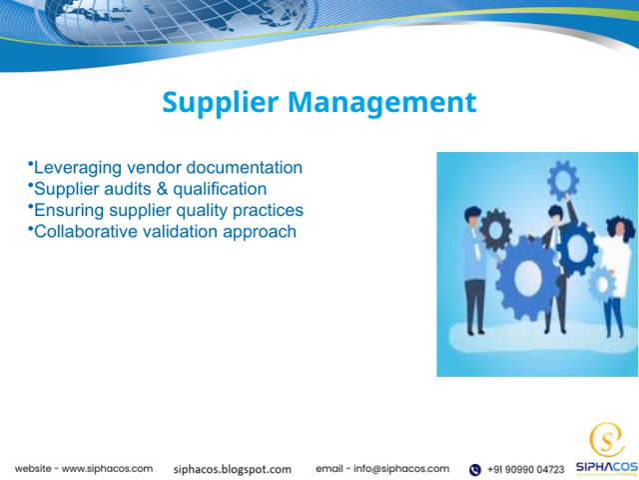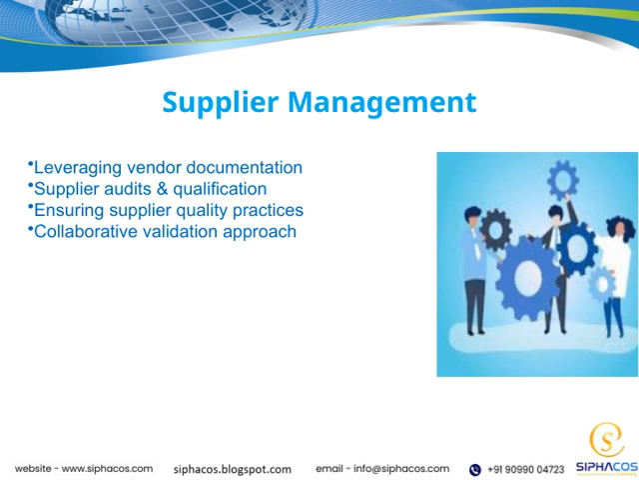Next, supplier audits and qualification play a vital role. Regular audits allow us to verify that suppliers are maintaining the quality practices they've committed to. Qualification processes help us evaluate new suppliers or products before integrating them into our supply chain, reducing risks and ensuring consistent quality. Ensuring supplier quality practices is an ongoing effort.